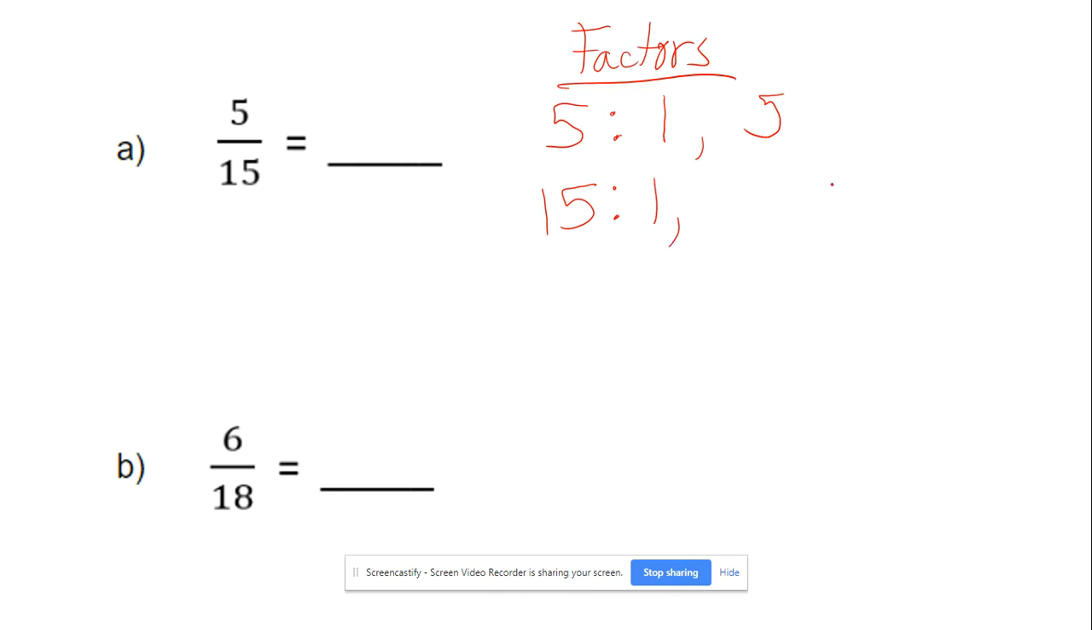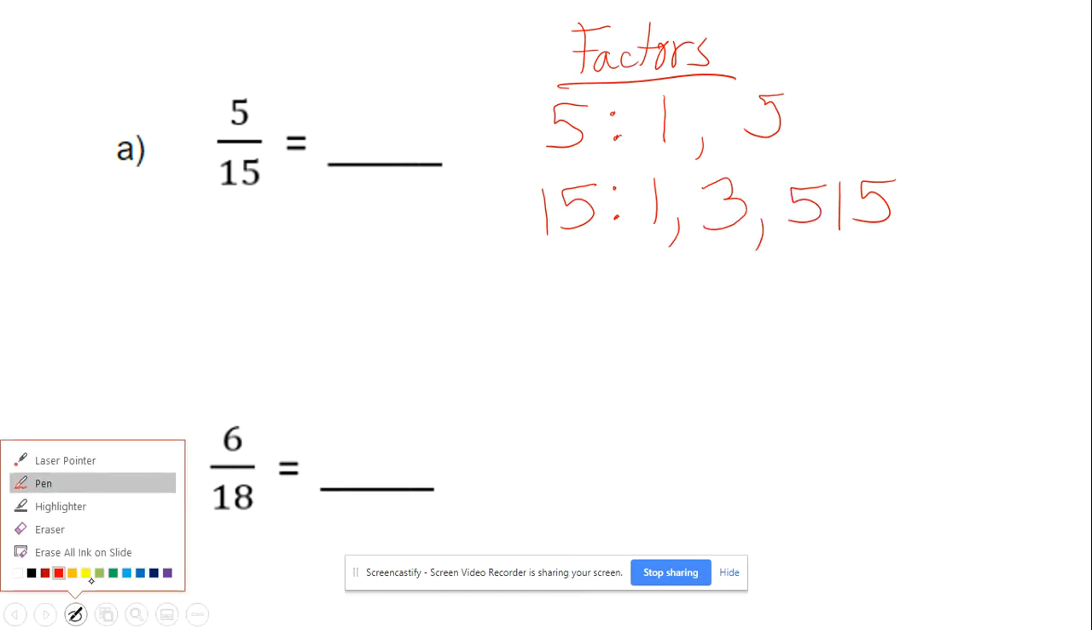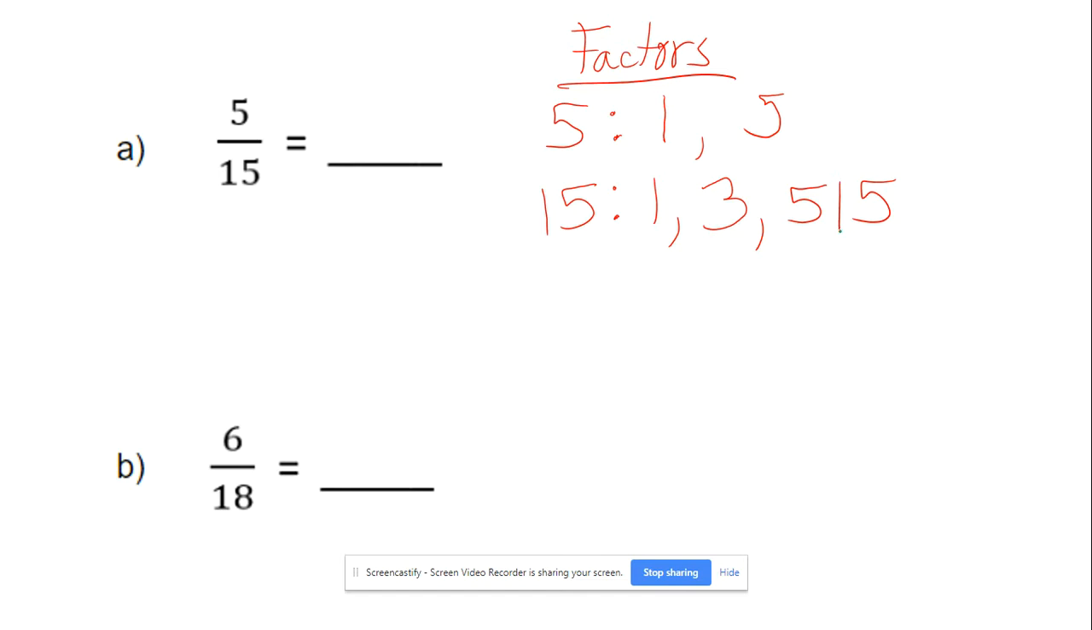We know 1 times 15 equals 15, and 3 times 5 equals 15. So we have 1, 3, 5, and 15. Now remember, we're looking to divide the numerator and denominator by the same number. So we'll see which two numbers are in both lists. 1 is in both lists, and 5 is in both lists. Well, if we divided by 1, we would just get the exact same fraction. So we actually want to divide by the biggest number in both lists, which is 5.